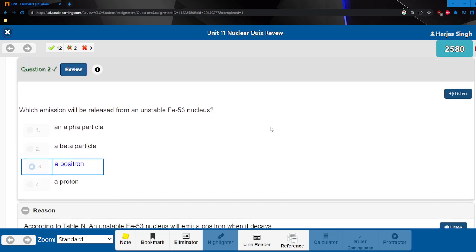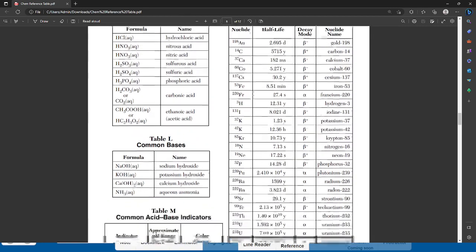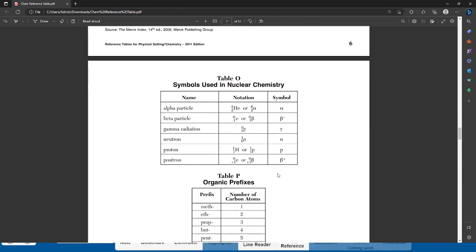Number two, which emission will be released from an unstable iron-53 nucleus? You want to go to Table N, right here. Look for Fe-53, which should be right there. It will be a beta plus, which is a positron, and you can tell that from right here.